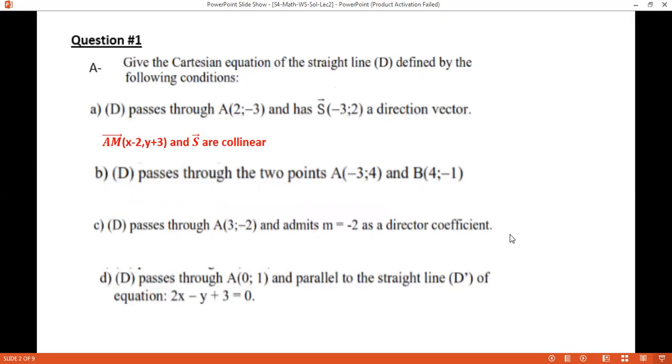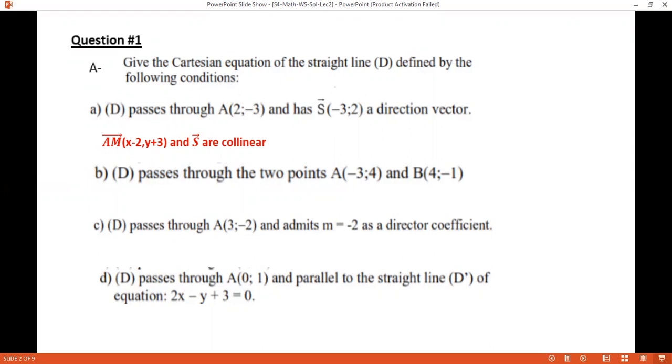In this exercise, we need to find the Cartesian equation of the straight line D. This straight line passes through the point A and it has S as a directing vector. So first of all, as I always tell you, to find the Cartesian equation, you should have two vectors. One of them is the directing vector, and the other belongs to the straight line.